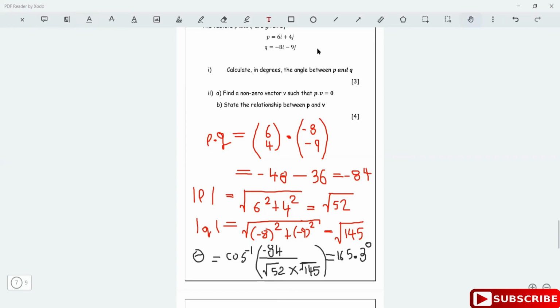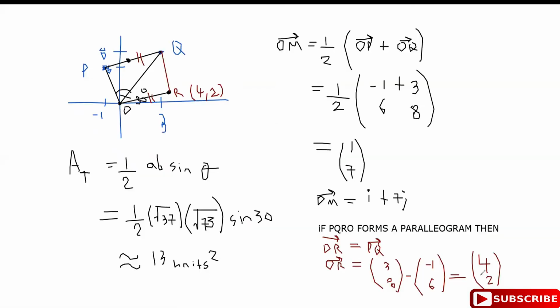Now, the next thing we want to do, it says find a non-zero vector v such that P dot v equals 0. Find a vector. It didn't say all, it just said a. You can find any non-zero vector you want. So P is 6i plus 4j.